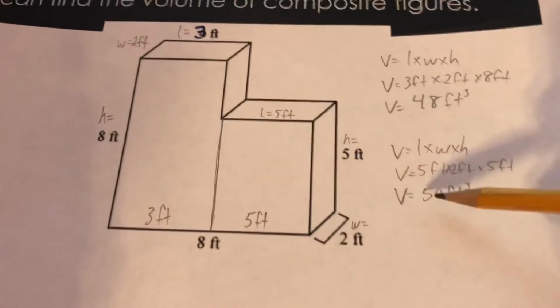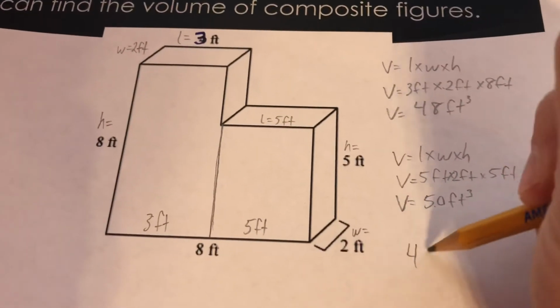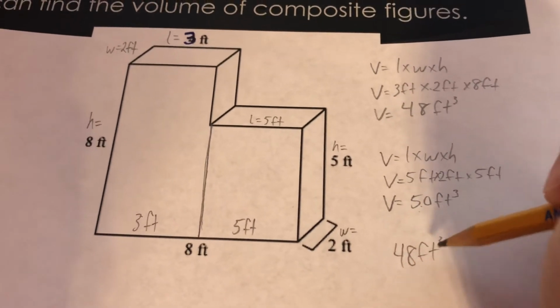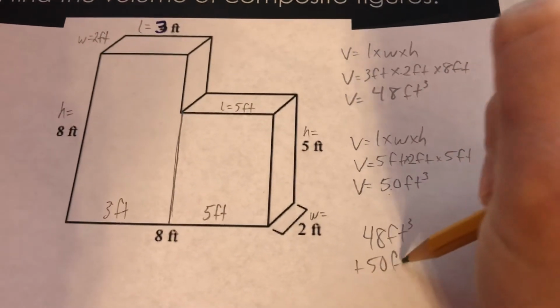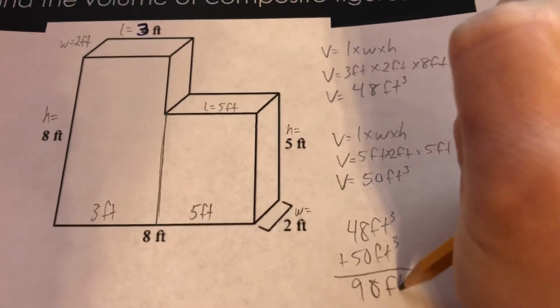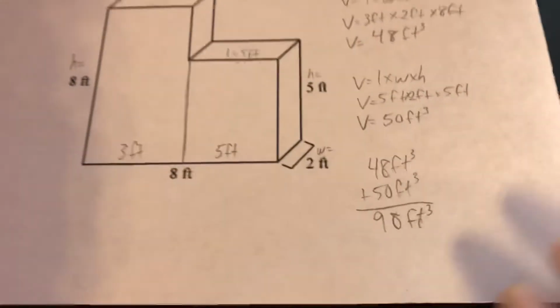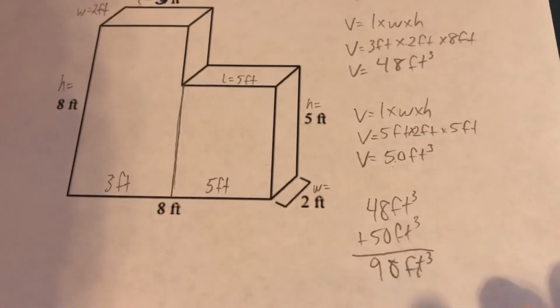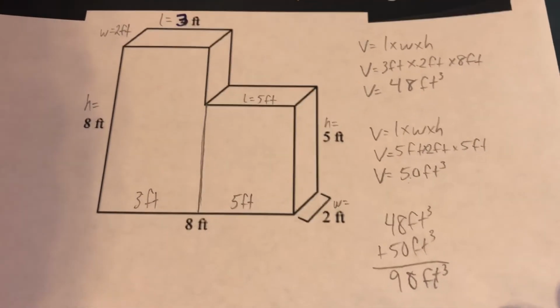Okay, and do not forget to add them together. So 48 cubic feet plus 50 cubic feet equals 98 cubic feet. Once again, you can always go back and rewatch this. So if you had a little trouble, give another try or watch me do mine again.